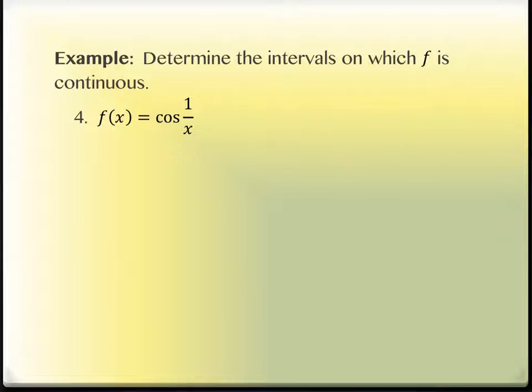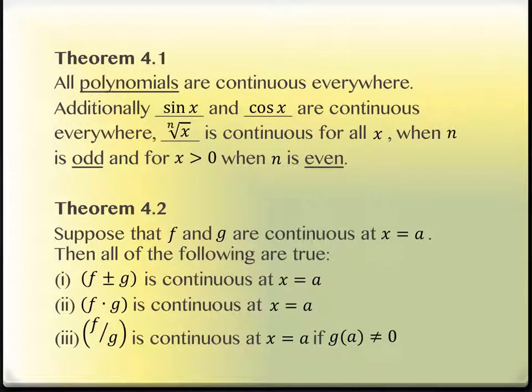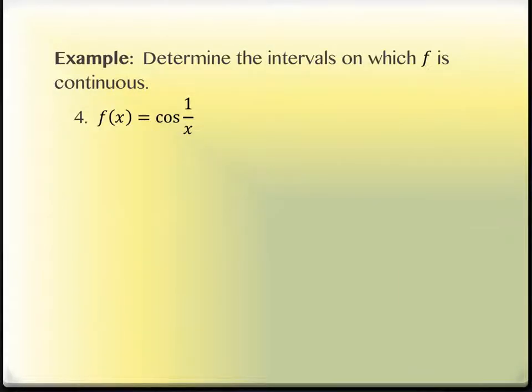So this example says the cosine of 1 over x. Well, over here it said that cosine of x is continuous, right? It also says down here on part 3 that 1 over x should be continuous as long as the denominator is not 0. Well, what this is doing now is it's putting the 1 over x inside of the cosine function, right? That's what that theorem says. It says that I can embed one function inside of another one.